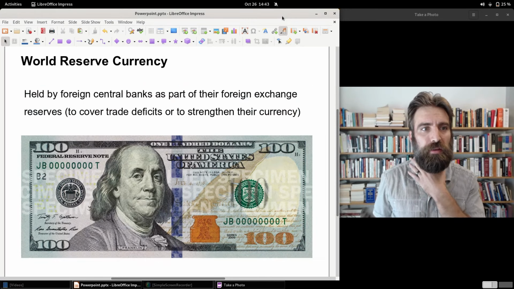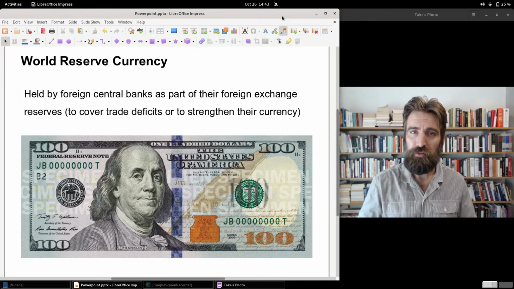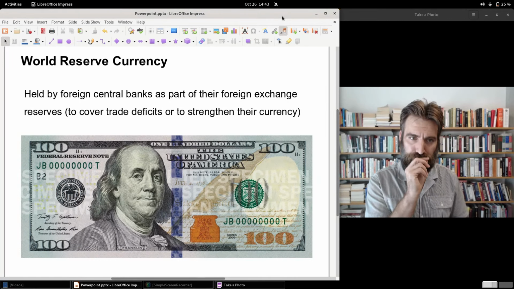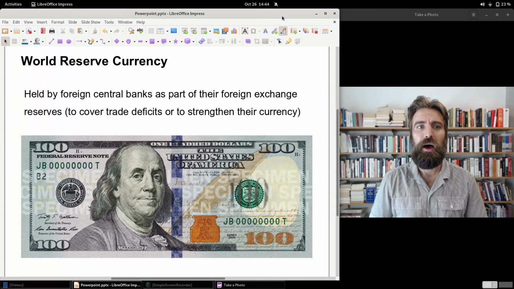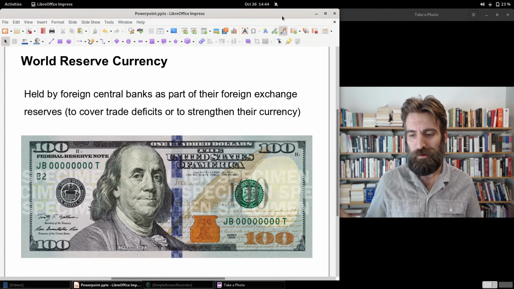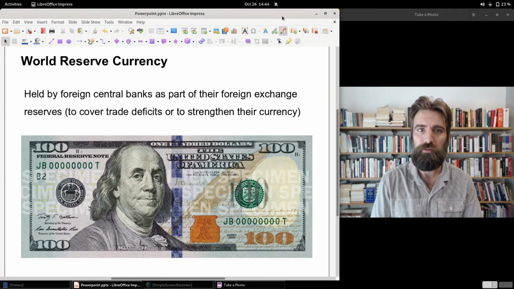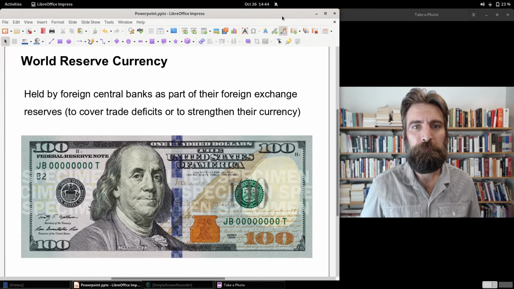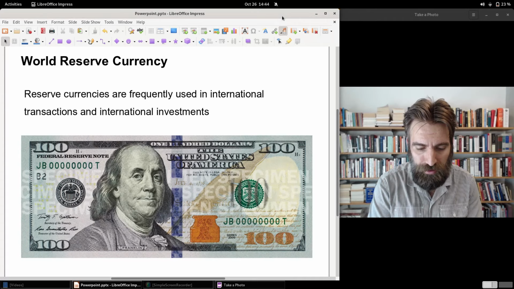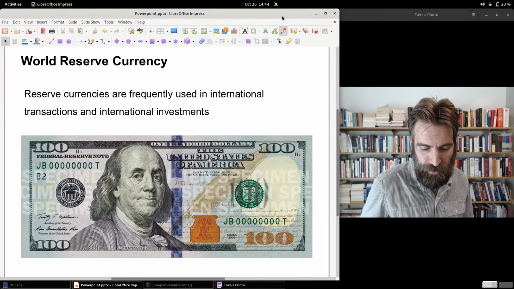World reserve currency. Now, what does that mean? A reserve currency is a currency commonly held by central banks in other countries. So outside the Federal Reserve, other central banks, other countries hold dollars, or whatever the reserve currency is. They hold that reserve currency in order to strengthen their own currency, to manage the foreign exchange rate of their currency, to cover trade deficits. So if Spain has a trade deficit, they can balance that deficit with dollars. Additionally, reserve currencies are frequently used in international transactions, global investments, all aspects of the world economy. A world reserve currency is typically seen as a safe haven currency.